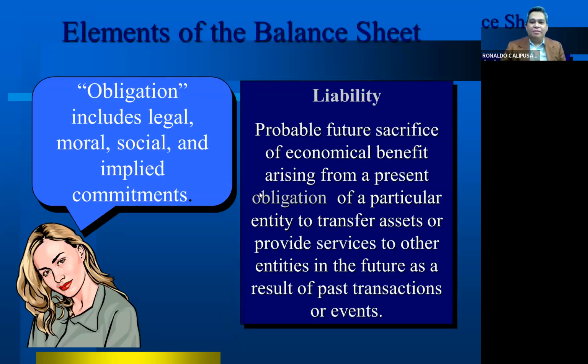Okay, so now let's focus on the liability. Look at the liability. It says probable future sacrifice of economic benefit arising from a present obligation of a particular entity. So what does that mean? Because you receive something. For example, in the case of our supplier, because the supplier gave us the raw materials, what happens? The supplier expects to be paid in the future. So you have your sacrifice of economic benefit. What is that? Your cash.